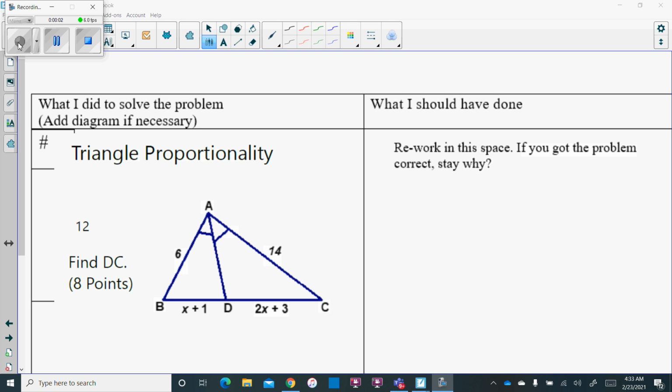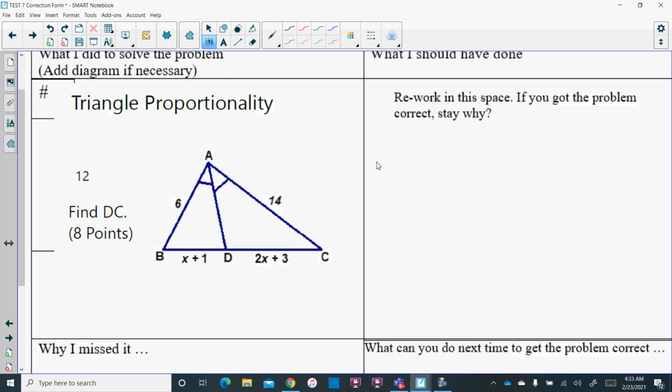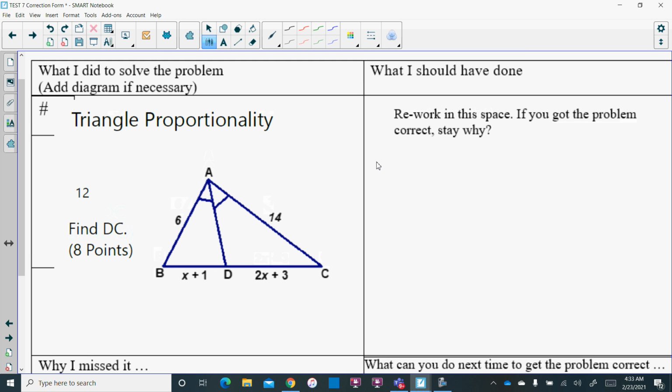Okay, this part of the playlist is going to take care of the last section of the test, which was triangle proportionality. So proportions was key here. For the last 3 questions here, I believe they were majority open-ended, okay? So you had to have more work, or work needed to be shown.